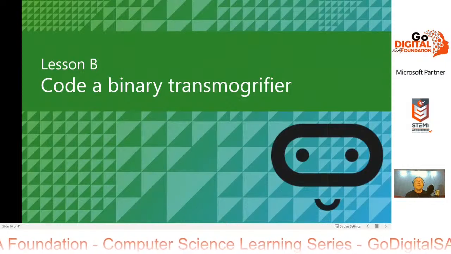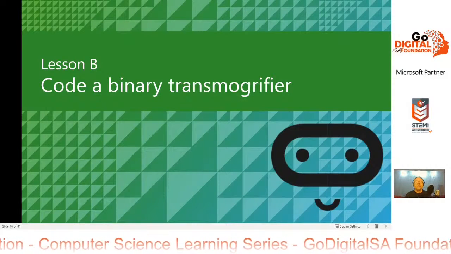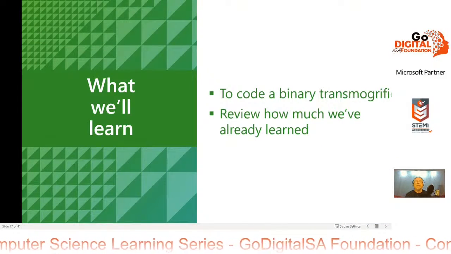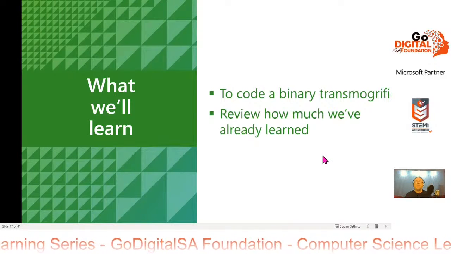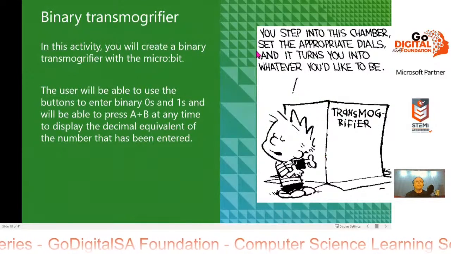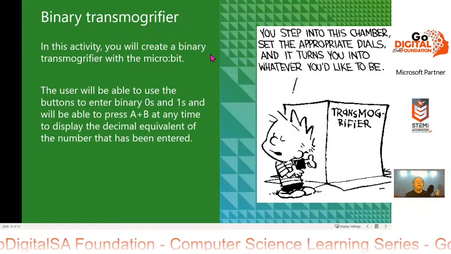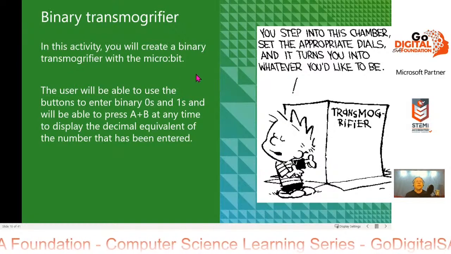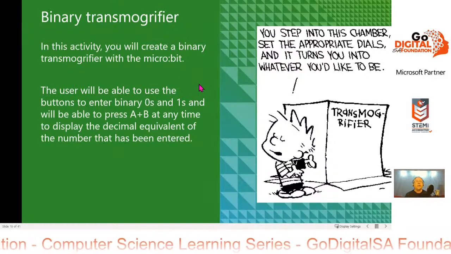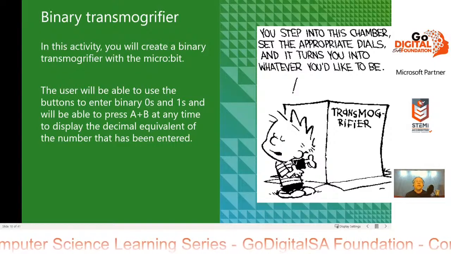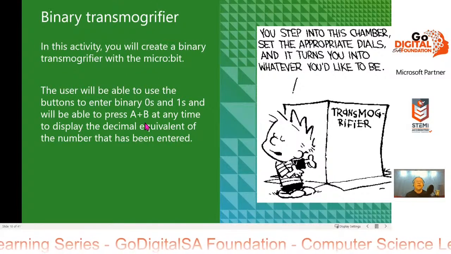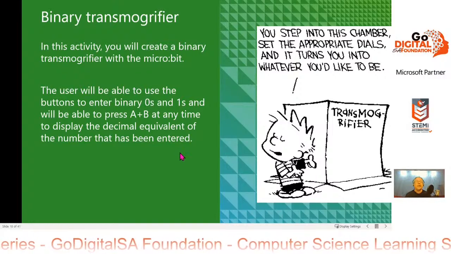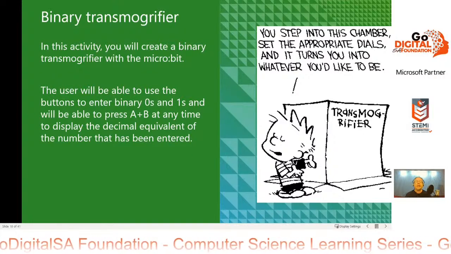Okay, so we're going to code a binary transmogrifier. The exercise is to code a binary transmogrifier. In this activity, we will create a binary transmogrifier with the microbit. The user will be able to use the buttons to enter binary 0s and 1s, and will be able to press A and B buttons at any time to display the decimal equivalent of the number that has been entered.